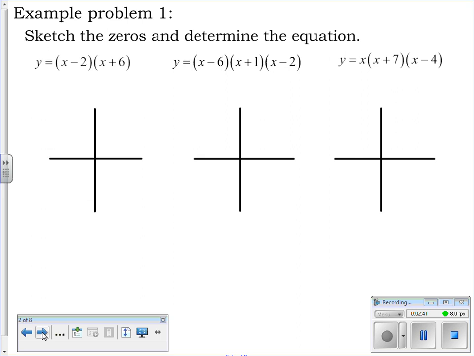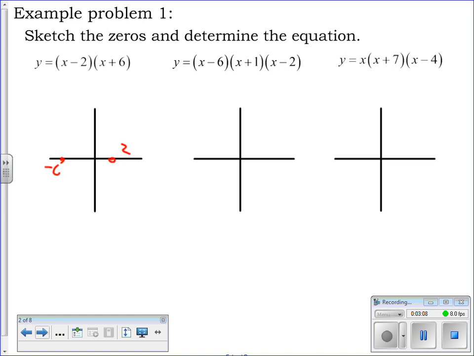Now, sketch the zeros and determine the equation. So, this is a two-part problem. Part 1, sketch the zeros. Remember, our zeros are the opposites. So I have a 0 at 2, and let me go ahead and change colors. Oh, black and white. So I have a 0 at 2, and I have a 0 at -6.